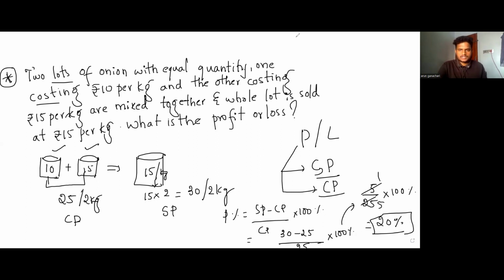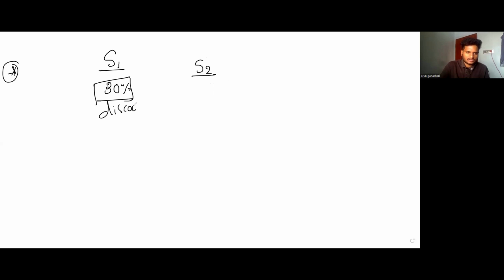Okay. Let's try one more. Okay, let me ask this question before we enter into this. We have one discount which is 30%. We have two stores. Let us call this store 1, and we have one more store. Let us call that store 2. The first store is offering 30% discount, and the second store is offering buy 3 get 1 free. Which will you choose?